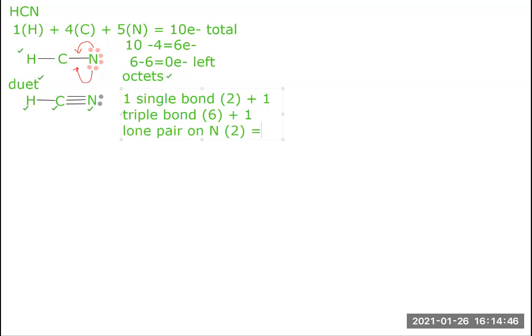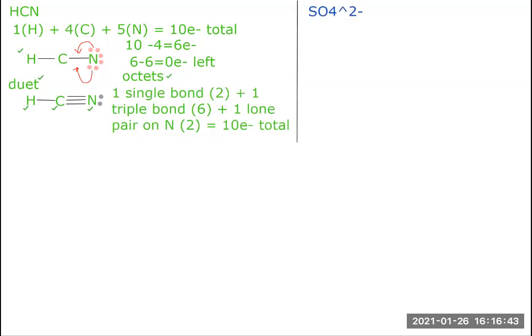So we have 2 from the single bond plus 6 from the triple bond, that's 8, plus 2 from the lone pair, that's 8 plus 2, 10. So we do have our 10 electrons in total, and that's the correct total we should have. So that means the Lewis structure for HCN is correct as it is here. So now we will do the sulfate.